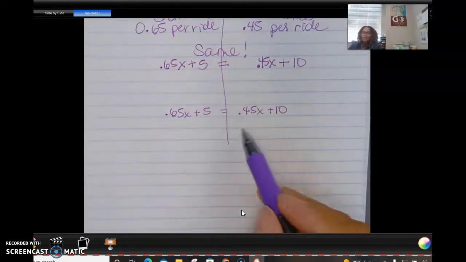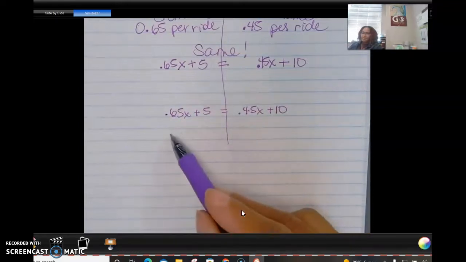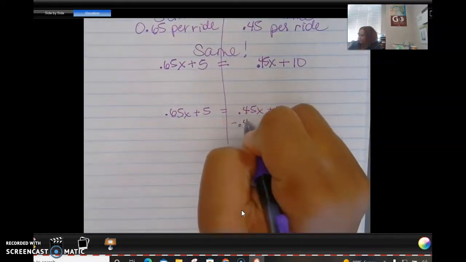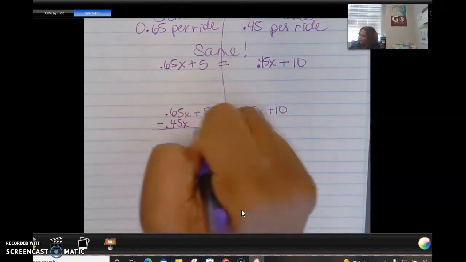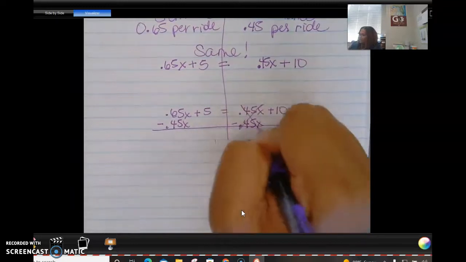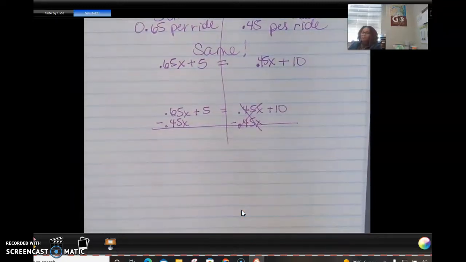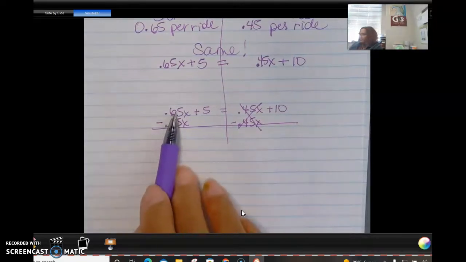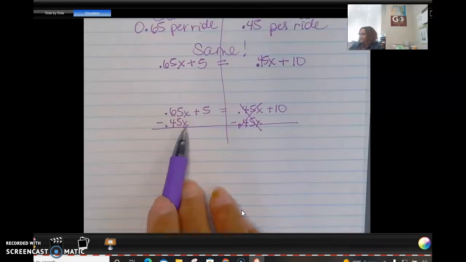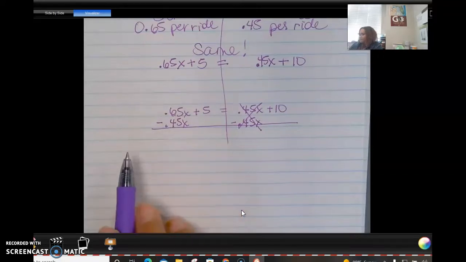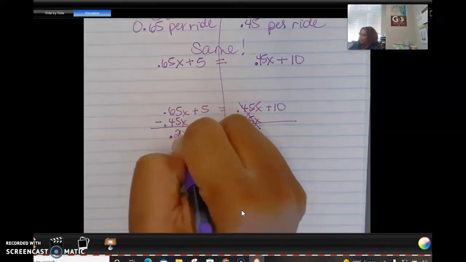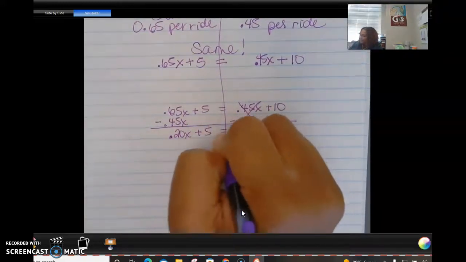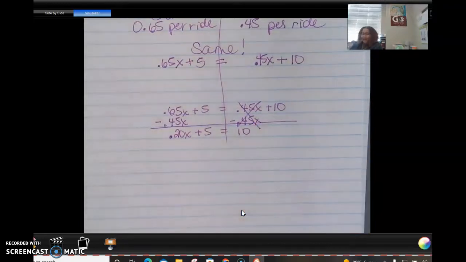Let's get rid of the 45 cents x by subtracting from both sides. So minus 0.45x, minus 0.45x. Draw your line, cancel them out. I started on the right with the variable. My next step needs to be on the left with the constant. So 65 cents minus 45 cents. How much money is that? Not 10, but 20 cents. Good. 0.20x, bring down everything else and the things that aren't canceled out.